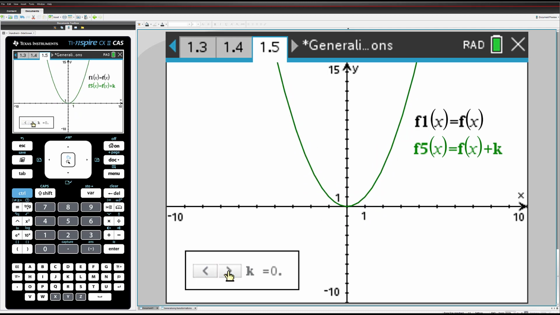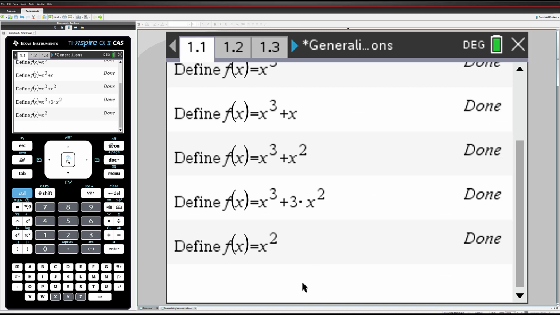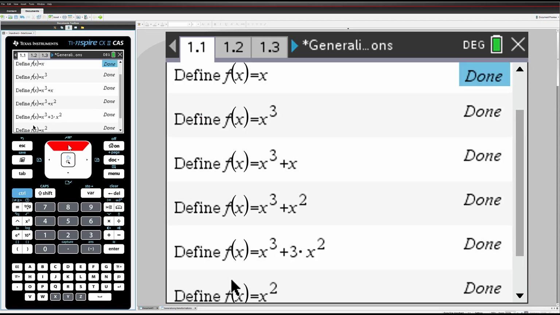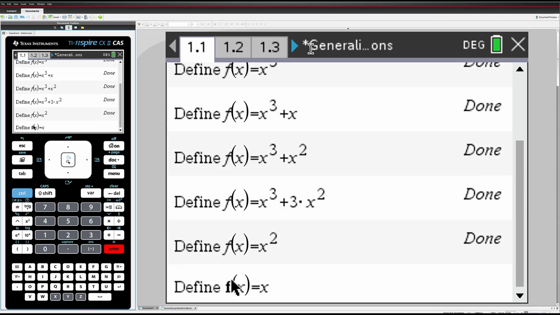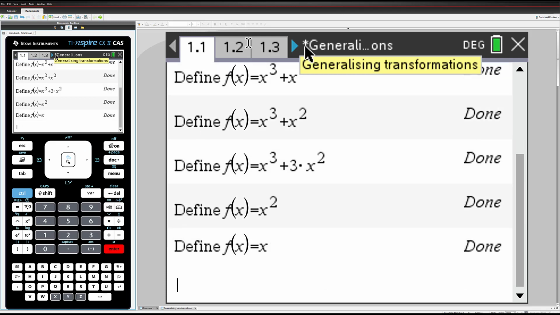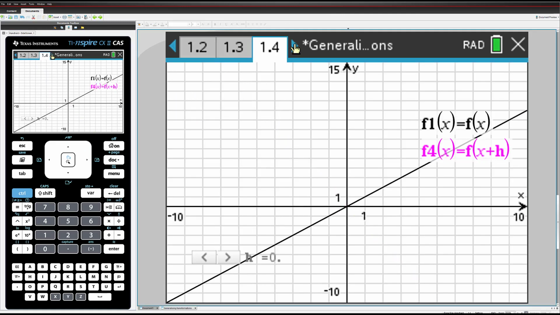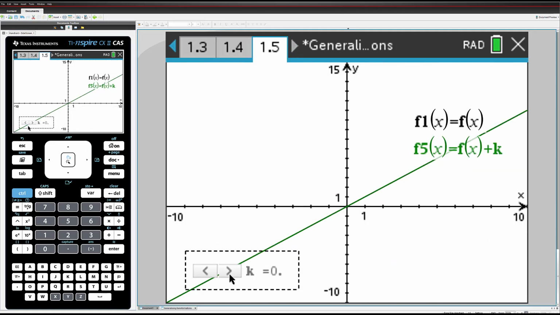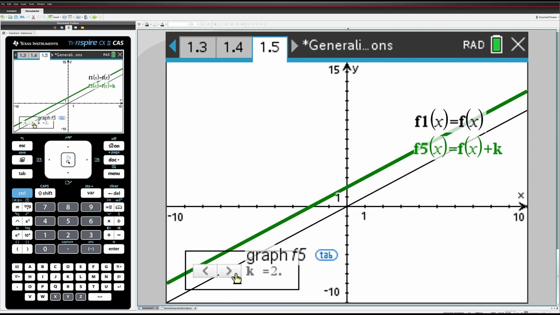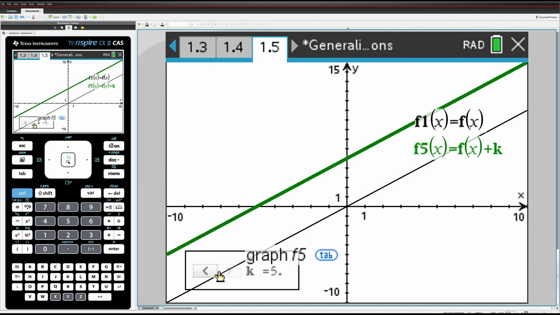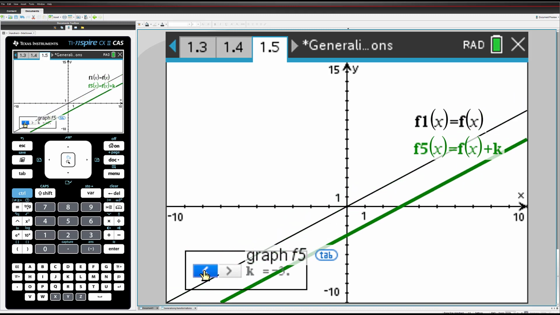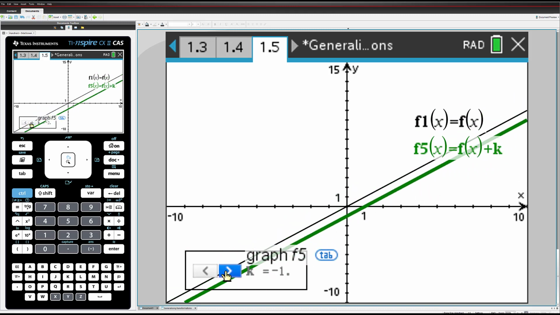Okay. So let me just change the function again. It's going to get a bit messy here because I've got to scroll across a number of screens. Okay, so if we now were to have a look at the cubic, no, let's go to the linear function, f of x equals x, and if I go to find f of x equals x and go back across to this one, okay, so at the moment k is 0. As we increase the value of k, we are translating the graph up. As we decrease the value of k, we are translating the graph down.